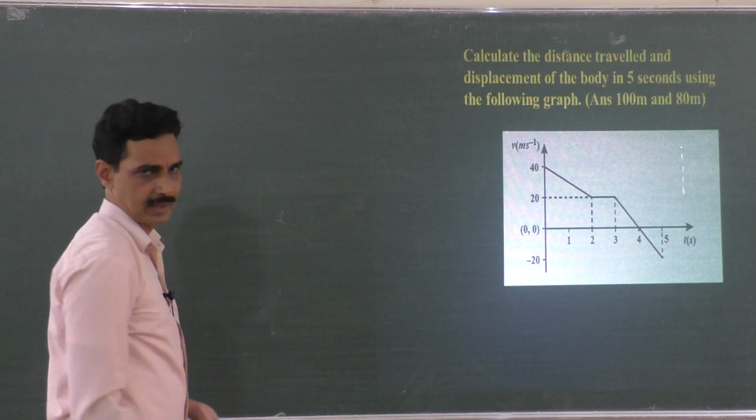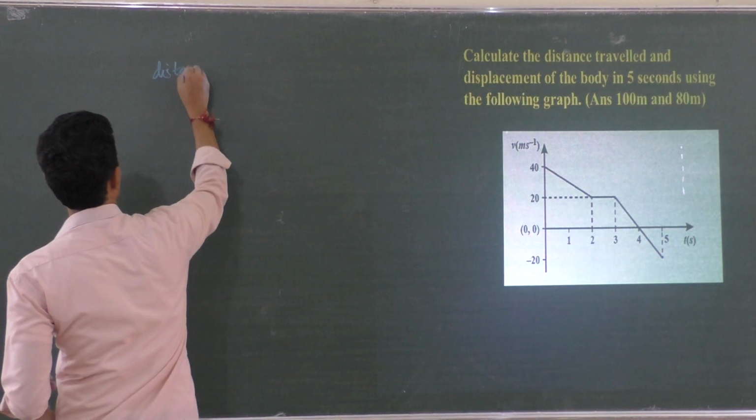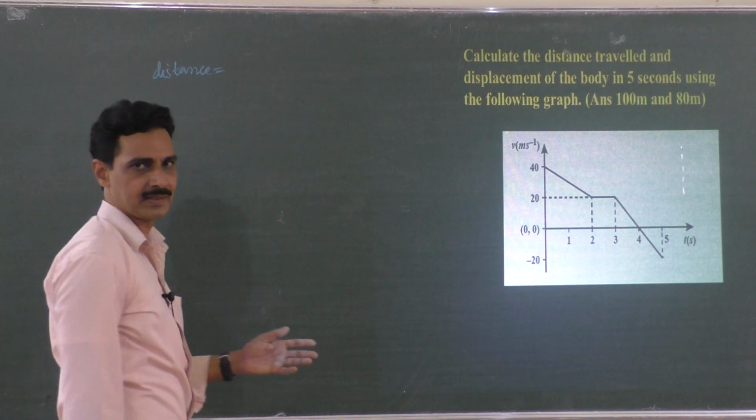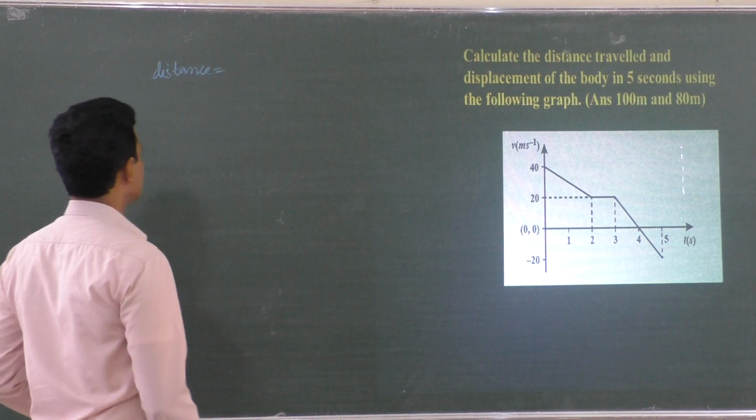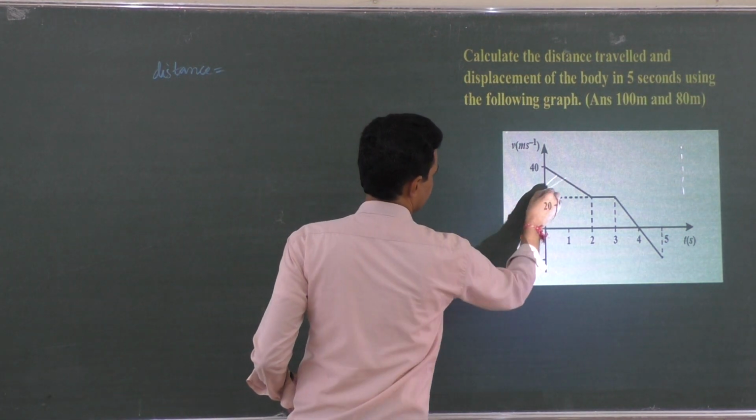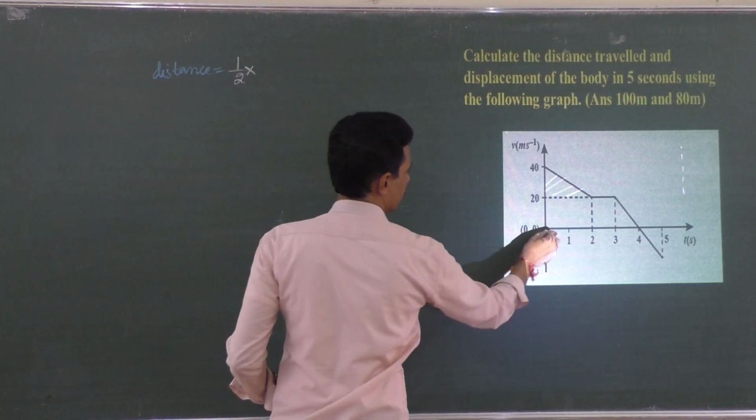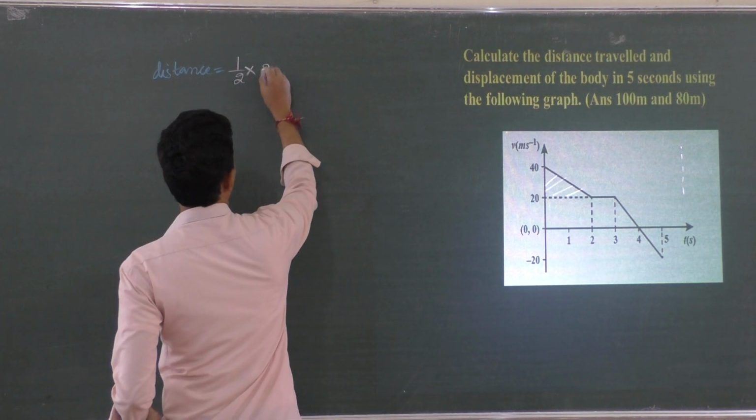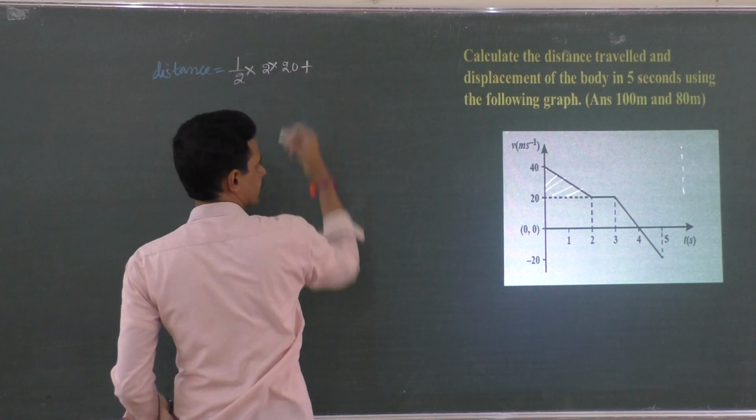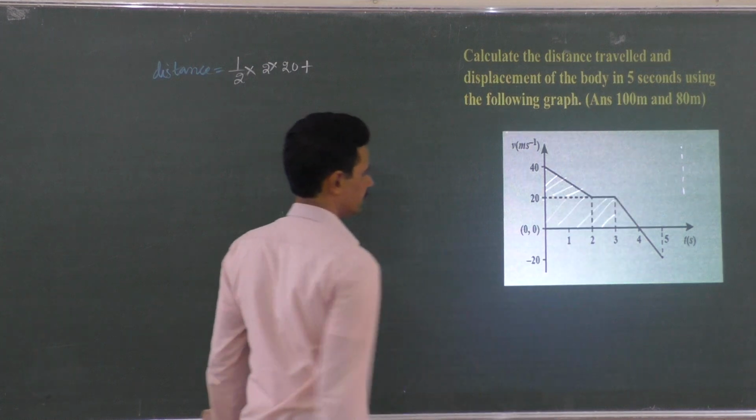Just find out the area, right? Here the negative area comes. If we need distance, distance is just area, because whether it comes back or goes in the same direction, nothing matters. Add everything. What is the distance traveled? Distance is equal to, there is a triangle, half base is 2, height is 40 minus 20, 20, plus the rectangle.